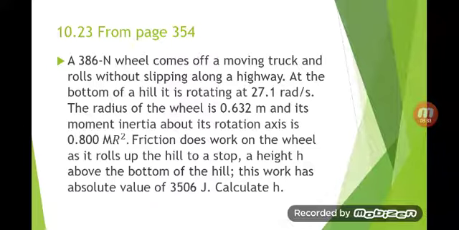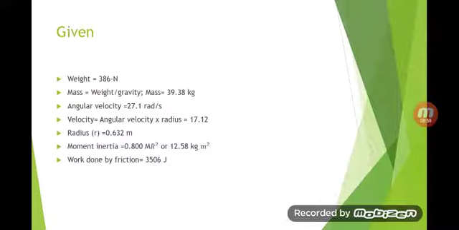The reason why they had to specify that it's an absolute value is because friction always does negative work, because friction always slows down an object until it goes to a stop. The only time that it doesn't is when friction doesn't exist, and that only happens when it's on a slippery or icy plane. Now, the given here is your given weight, which is 386 newtons.